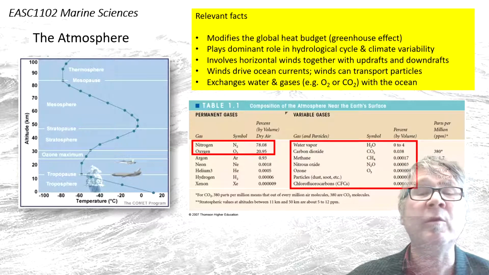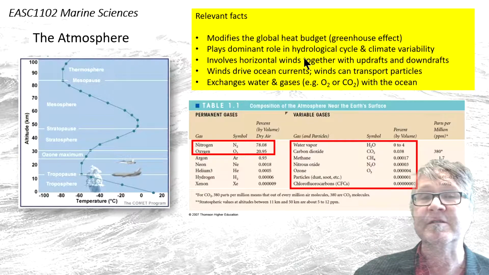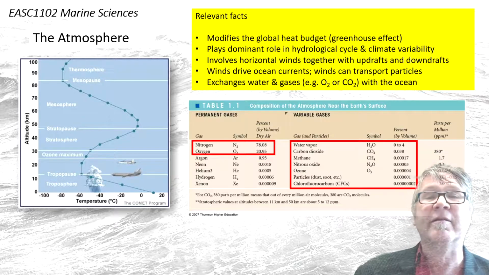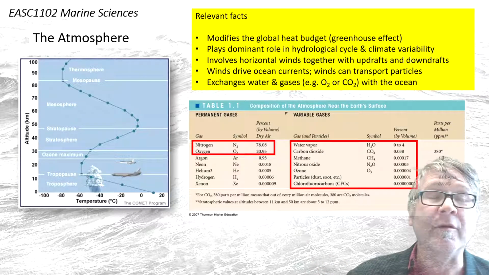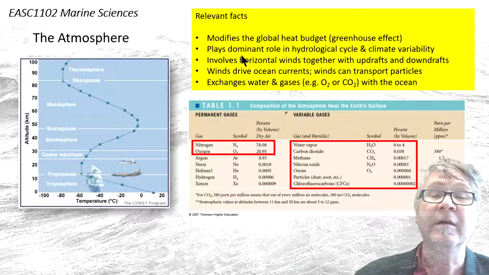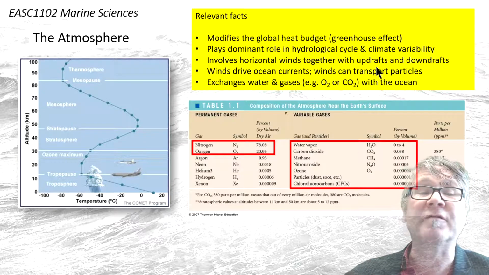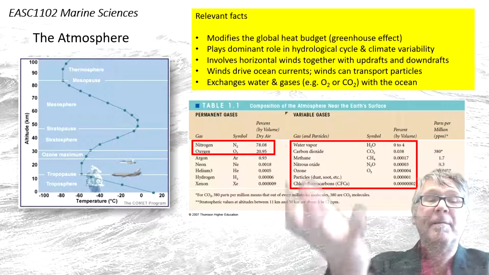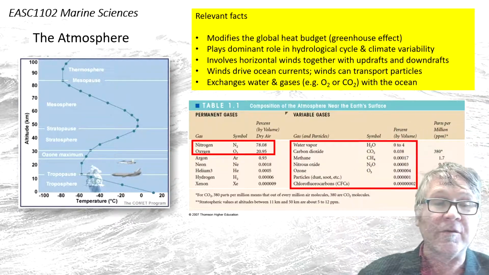Okay? What the atmosphere also does, and it actually involves horizontal wind fields, is drive oceanic currents. It's the winds that create oceanic currents within the upper 1 to 2 kilometers of the ocean, actually wind-driven currents. It involves horizontal winds together with updrafts and downdrafts. Updrafts are ascending air masses that go up, and downdrafts are descending air masses that go down.